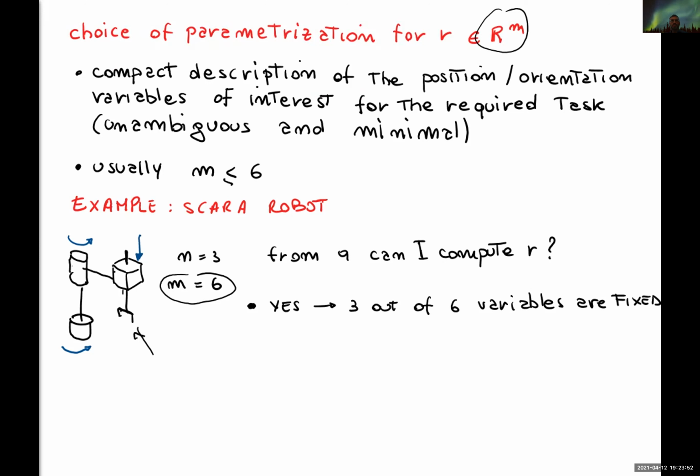Okay, so 3 of the 6 variables will be fixed. We can change, for example, the position in the y coordinate. Can we do that on the x and on the y? Yes or no? The horizontal positions, can we control them separately?